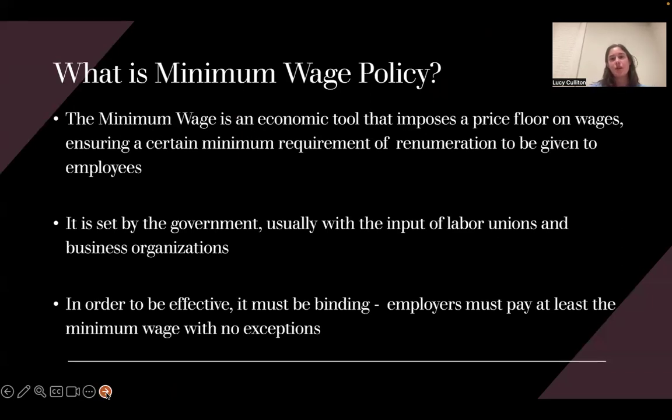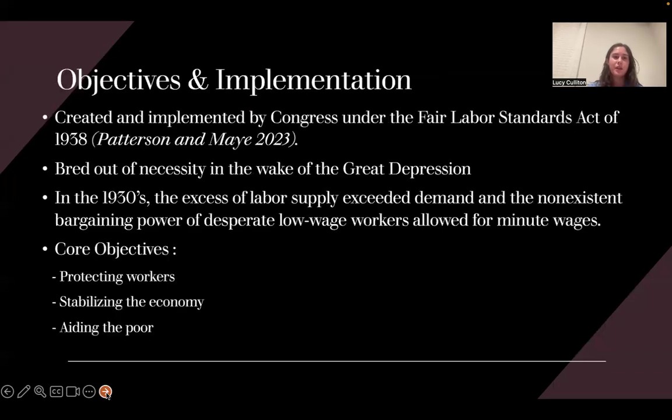It's an economic tool that imposes a price floor on wages, ensuring a certain minimum requirement of remuneration to be given to employees. It's set by the government, usually with the input of labor unions and business organizations. And in order to be effective, it must be binding. So employers must pay at least the minimum wage with no exceptions.